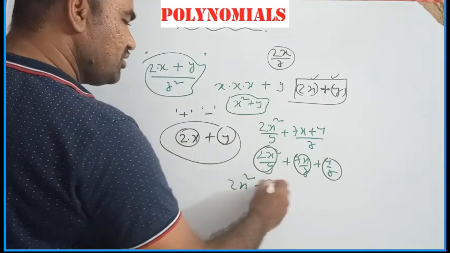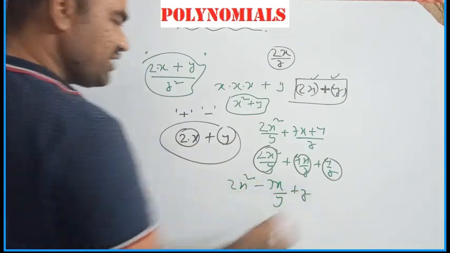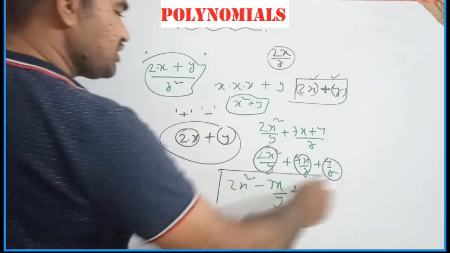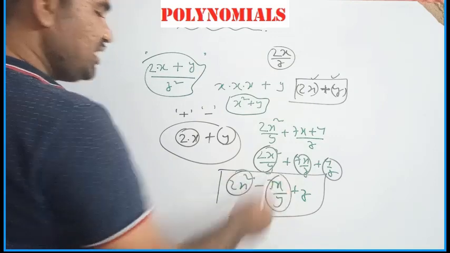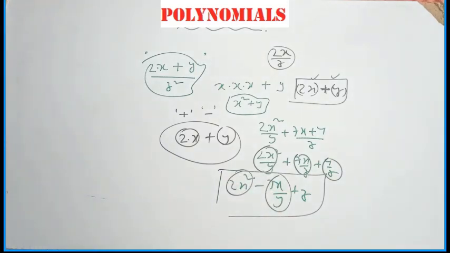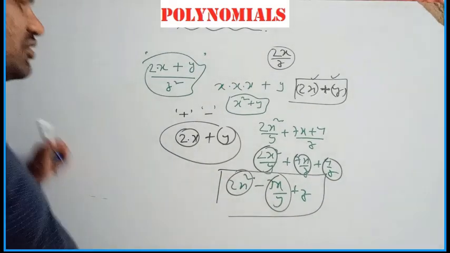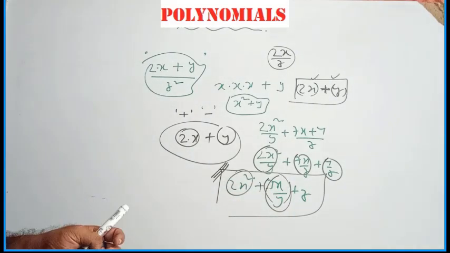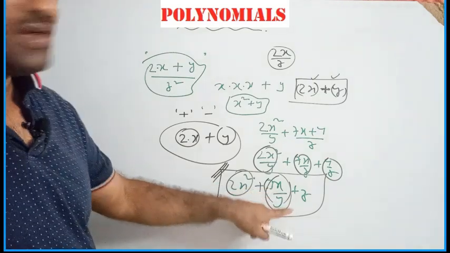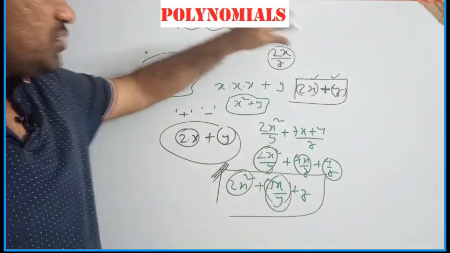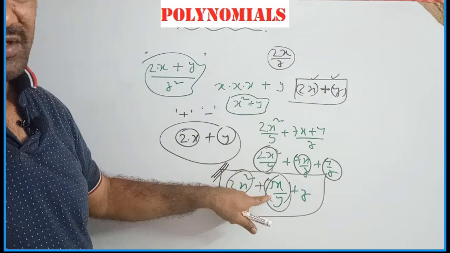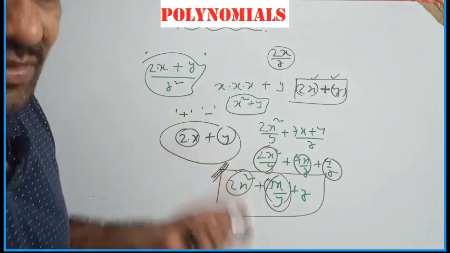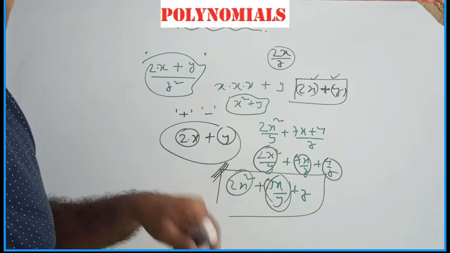Similarly, 2x square minus 3x by y plus z is given. This is also another algebraic expression containing three terms, namely 2x square, 3x by y and z. An expression containing three terms is called a trinomial. One term monomial, two terms binomial, three terms trinomial. An algebraic expression containing three or more than three terms, you can call it a multinomial.